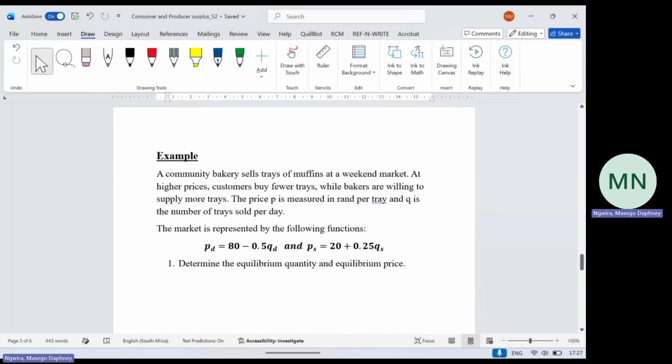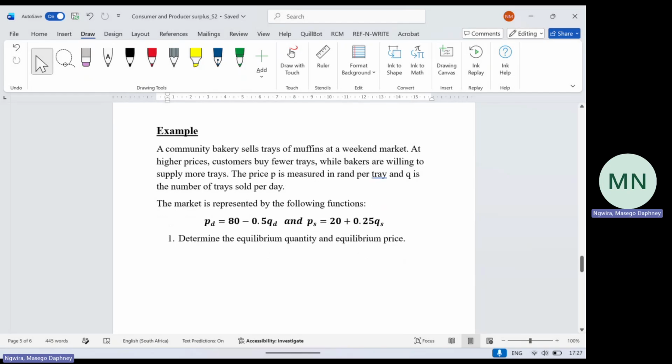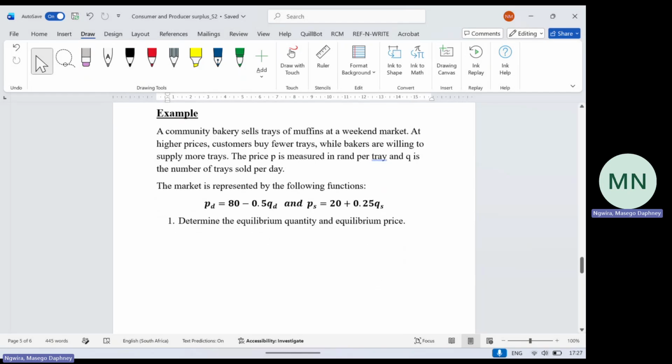And then now we have an example. So here I had to find an example that we can relate to, with the calculations. I hope everything will make sense. So here it says that a community bakery sells trays of muffins at a weekend market. At higher prices, consumers buy fewer trays while bakers are willing to supply more trays.